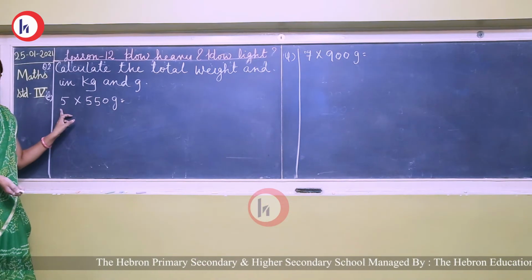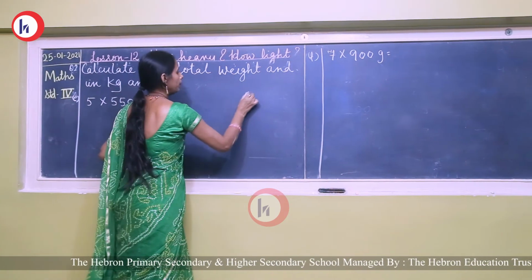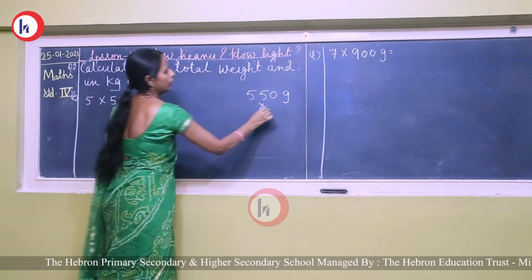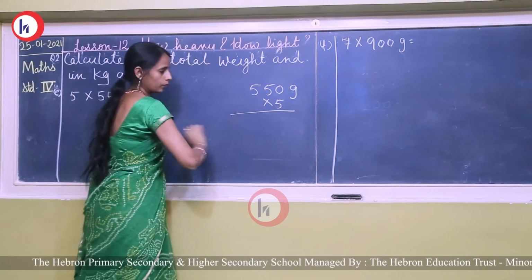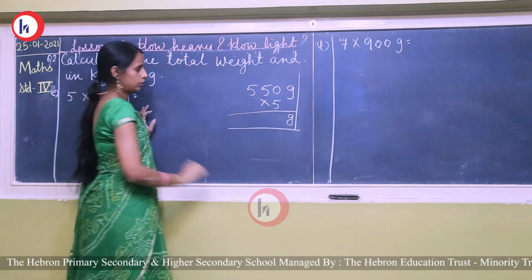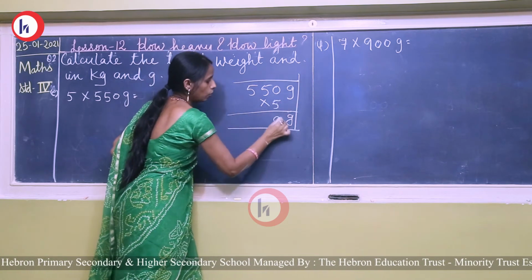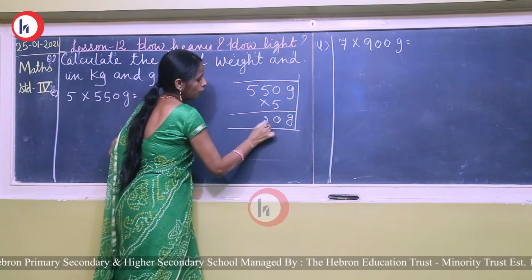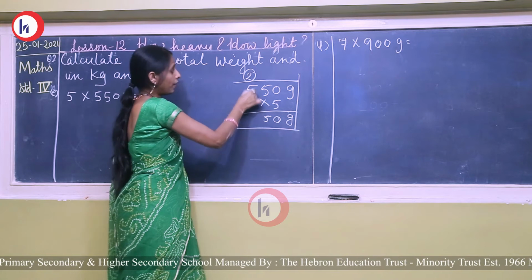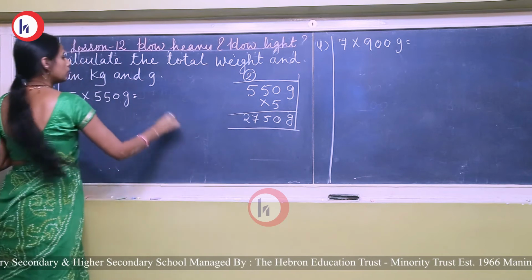Okay, student, the next question is 5 multiplied by 550 gram. So here we have to do multiplication. 550 gram multiplied by 5. First write the unit, then we'll start from the ones place. 5 multiplied by 0 is 0. 5 5s are 25. 5 will be here and 2 will be carried forward. Now 5 5s are 25, 25 plus 2 is 27. Okay, so the answer is 2750.